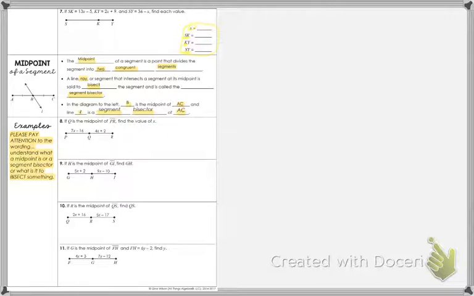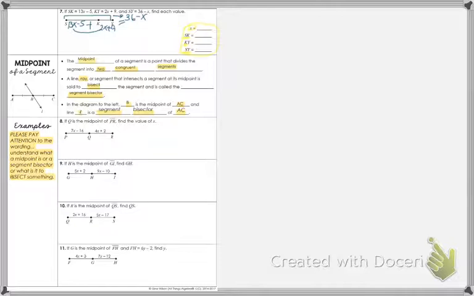SK is 13x minus 5. K to Y there is 2x plus 9. And then they're saying the entire thing is 36 minus x. Find each value. So I know that these two are my parts, and they will equal this. These two added together will equal 36 minus x.